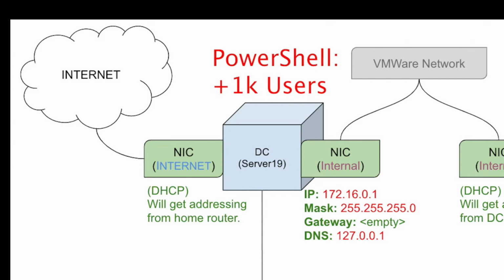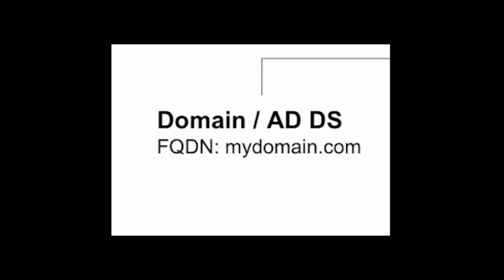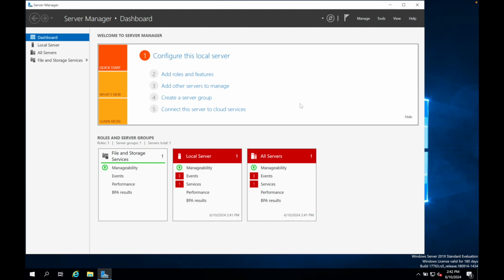Then continue. So looking at our diagram, to give us an overview of what's going on so far, we've been able to create our virtual machine. We have our internet and internal NICs, and we've configured an IP address. Next, we're going to install Active Directory domain services, otherwise known as ADDS, and then we're going to create a domain. At our Server Manager dashboard, we'll click on the second option, which is Add Roles and Features.